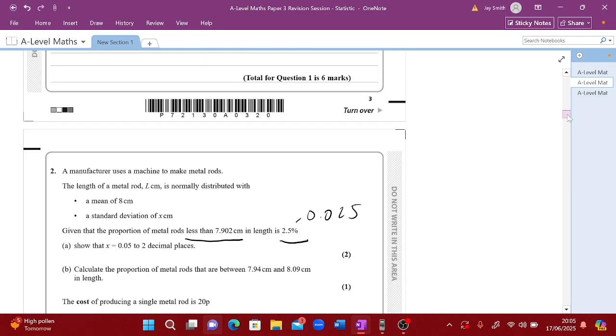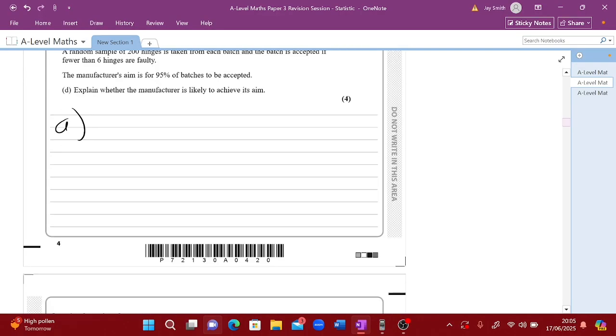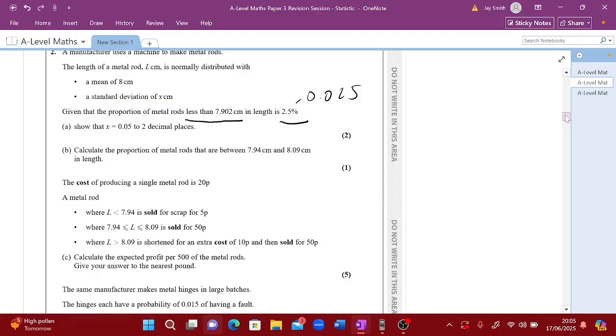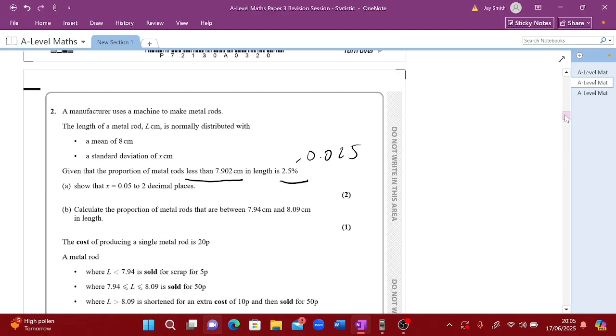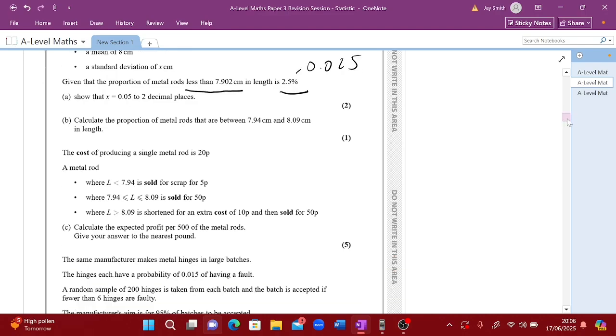Well, again, let's just write down the normal. What would it look like anyway? Does it tell you what the variable is? L. Oh, there we go. So L will look like this. L will go to a normal with mean 8, and the standard deviation is x, so the variance is x squared. And we're also told that the probability of the length L being less than 7.902 is equal to 0.025. Okay, cool. So we need to use this information to work backwards to get x.